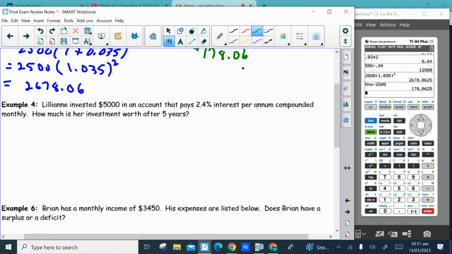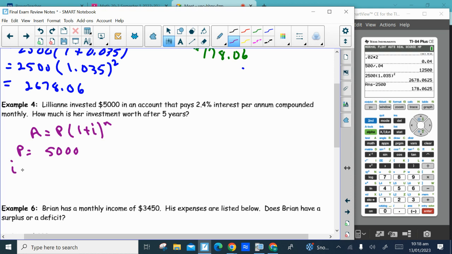Number 4, Lillian invested $5,000 into an account that pays 2.4% interest, but this one is compounded monthly. How much is her investment worth after 5 years? So as soon as we see it's compound interest, we know we have to use this formula. Amount is principal times (1 plus i) to the power n. So I'm going to write all my amounts out this time. P, the principal, what you start with, is $5,000.